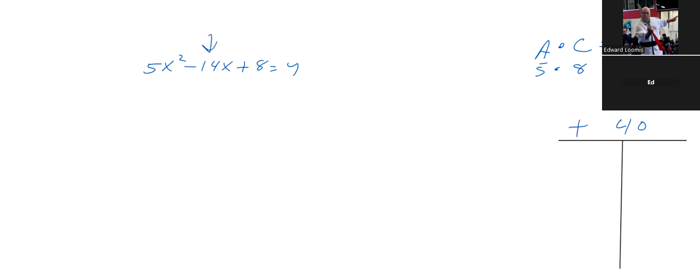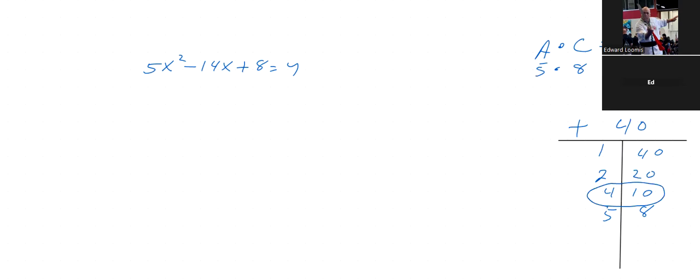Okay? What are the factors of 40? Well, 1 times 40. 2 times 20. 4 times 10. And 5 times 8. I do believe that's all there is. So if I want to add to get B, B is 14. There's only one way to get 14, adding 10 plus 4.